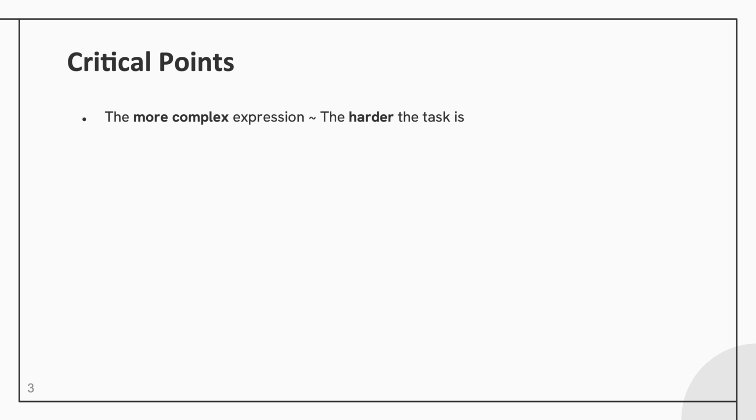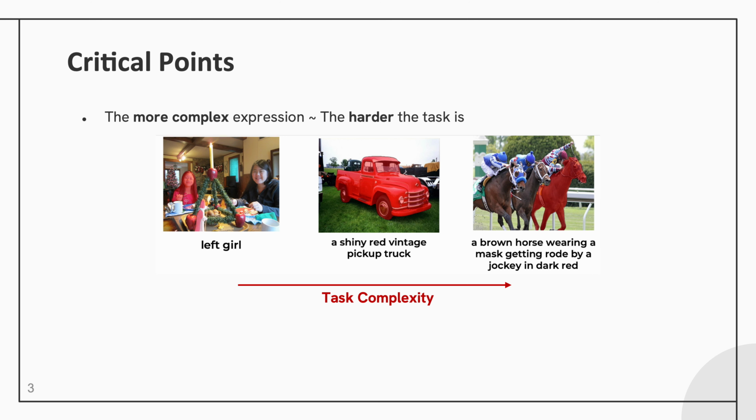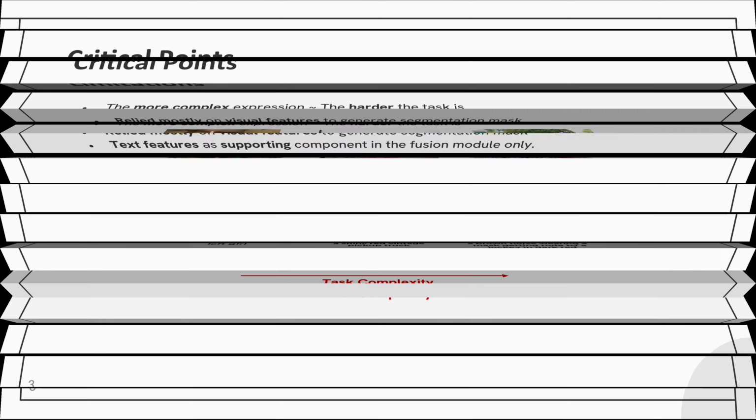In RIS, the complexity of the task increases with the complexity of the descriptions. Simple descriptions like "left girl" are easier to segment compared to complex ones like "a shiny red vintage pickup truck" or "a brown horse wearing a mask ridden by a jockey in dark red." As descriptions become more detailed, accurately segmenting the referenced objects becomes significantly more challenging. Current state-of-the-art models often encounter difficulties with these complex descriptions.